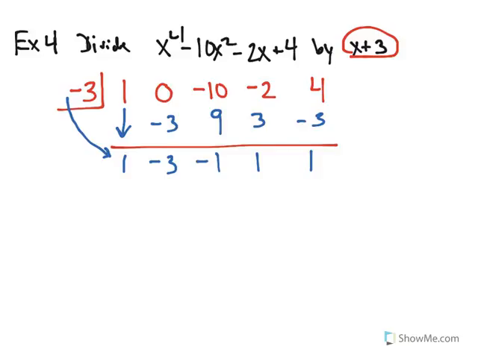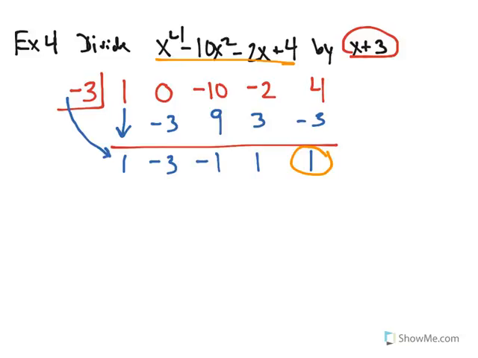Now, your last term is going to be a remainder, which tells you that if you were to plug negative 3 in for x, the original equation would actually come out to 1.